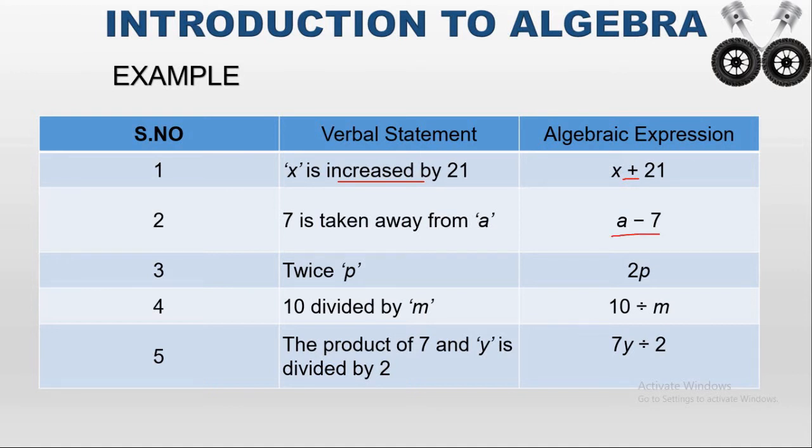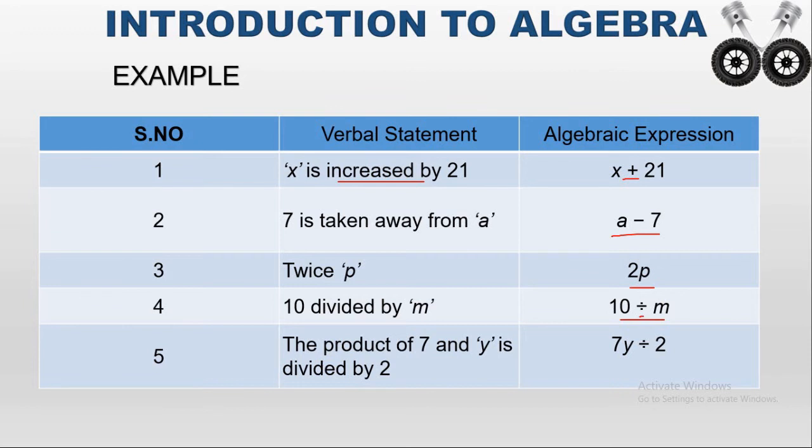Next one is twice p. Twice p means 2 times p. So 2 is multiplied with p. That can be written as 2p. Then 10 divided by m. So 10 is divided by m. Here you have to use the operator division.